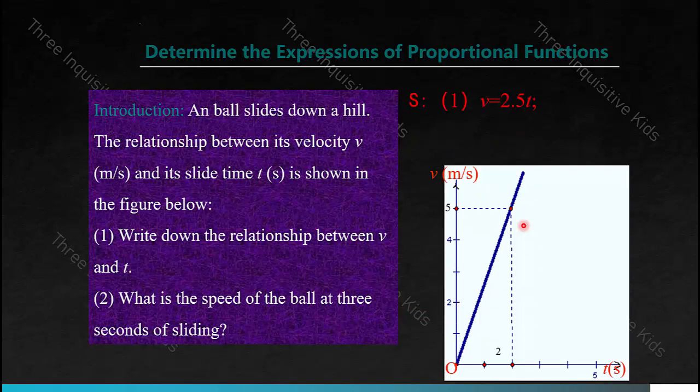Well, v is equal to 2.5t because, as you can see, there is no y-intercept and the slope is 2.5. 2.5 times t is equal to v. And when it says 3 seconds of sliding, well, we know that's just substituting in a constant for t. So we can replace t with 3, and we have 7.5 meters per second.